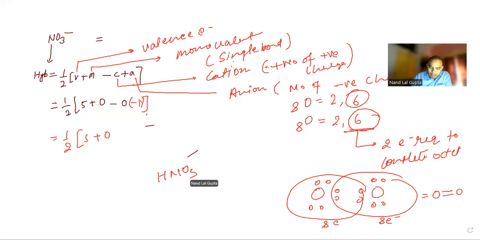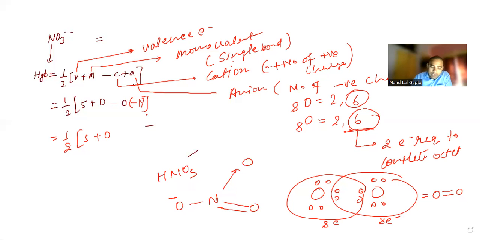HNO3. Okay, H-N-O-H, double bond O, coordinate bond O. Right. So this is how the bond is there in the NO3 minus. Okay, how the bond is there in the NO3 minus. You check out. Okay, this bond is something like that. Total bonds are 4.